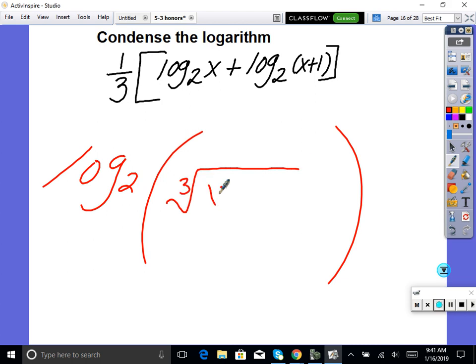Cube root of x times x plus 1. Agreed. Now, I just want to remind you, a lot of people will see this and say, so all this stuff is under the cube root. But here's the thing, guys. We distribute a 3rd through, don't we? You guys see? Then that's an exponent. That's an exponent. So the log part doesn't have the cube root. Okay.